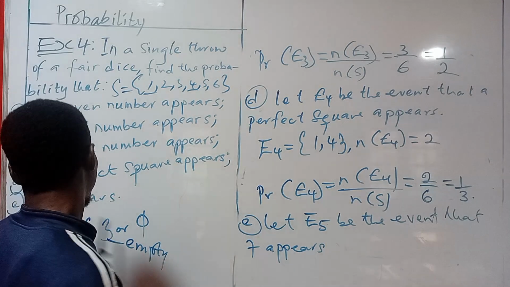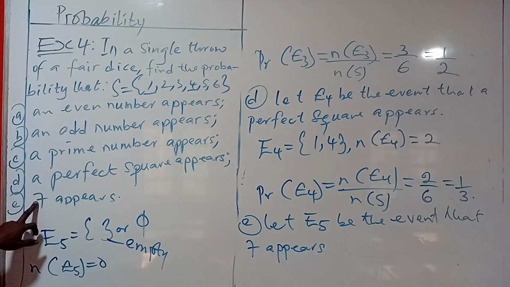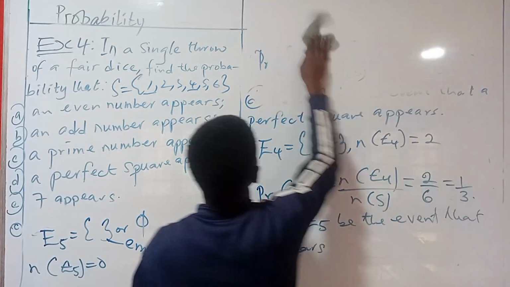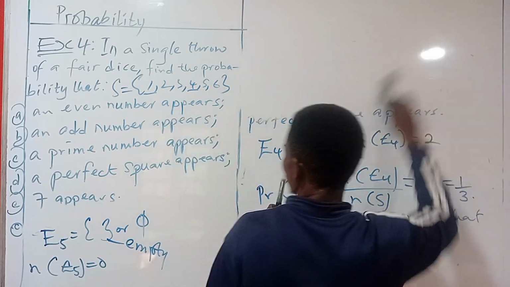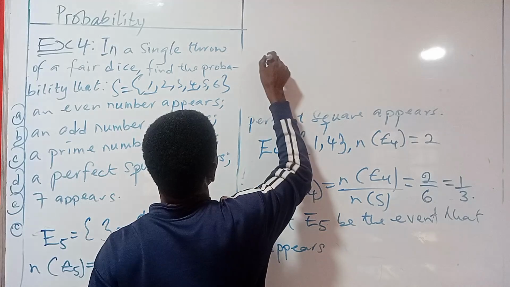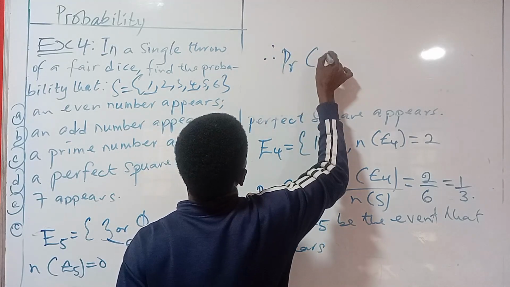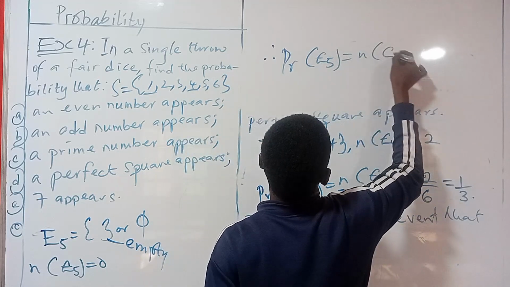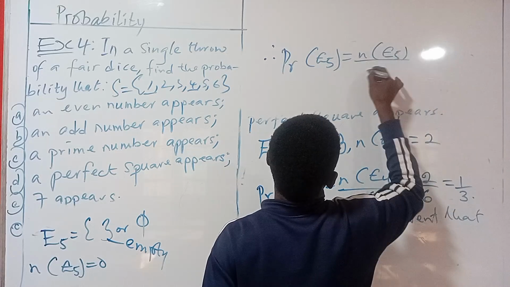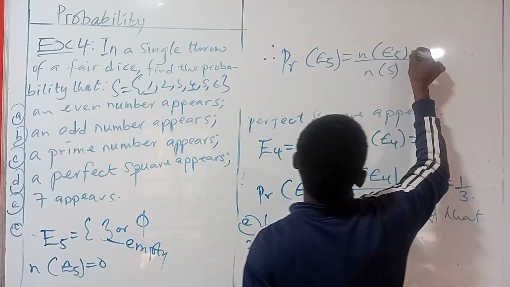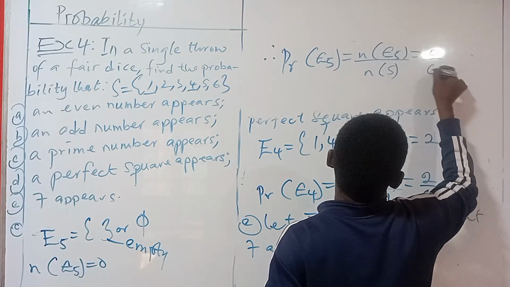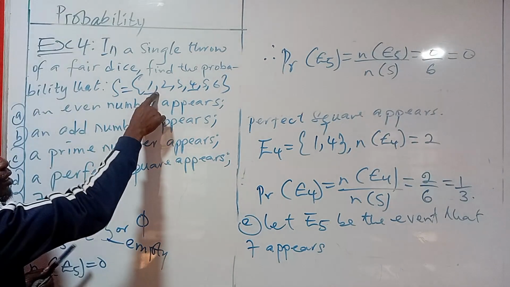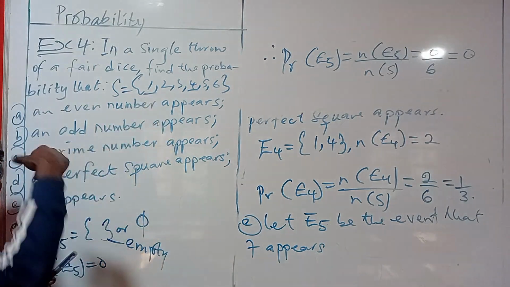So if you are to calculate the probability of 7 appearing, it is going to be P of E5, which is n of E5 over n of S, equals 0 over 6, which will give us 0. So a 7 appearing is 0, because there's no 7 on a die.